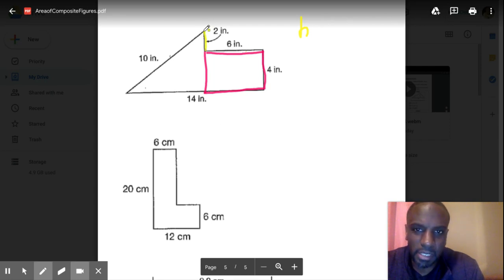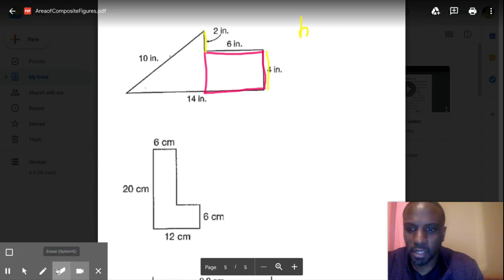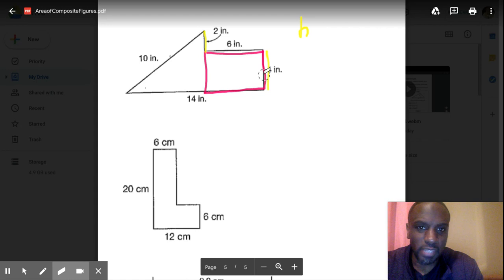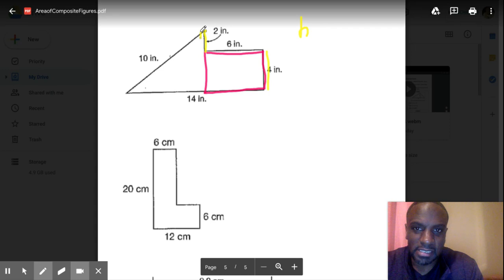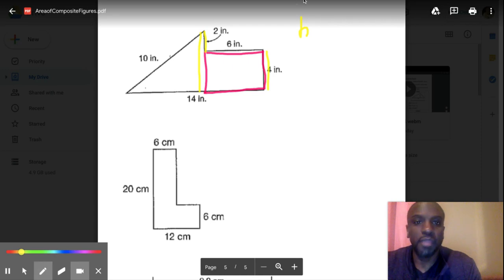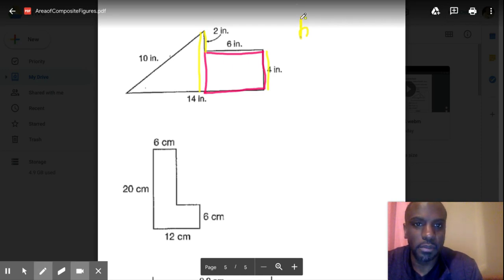Well, you're letting me know that this is 2. You let me know that this is 4. So that means if this is 2 and that's 4, then look what it's saying. It's saying that this is the total base. So what is 2 plus 4? That is 6. That's letting me know the base of my triangle is 6.